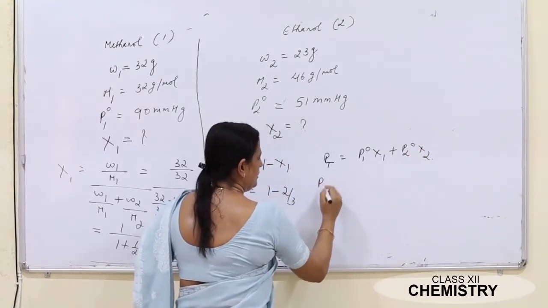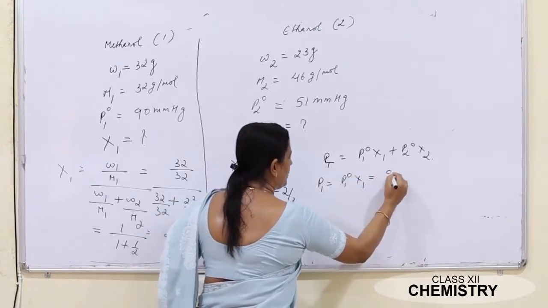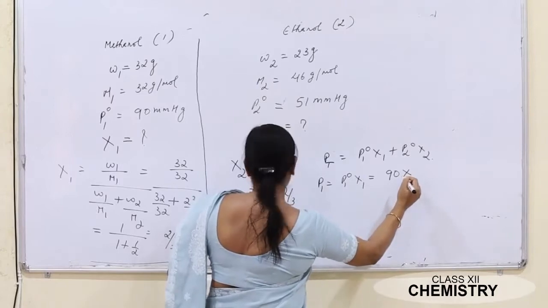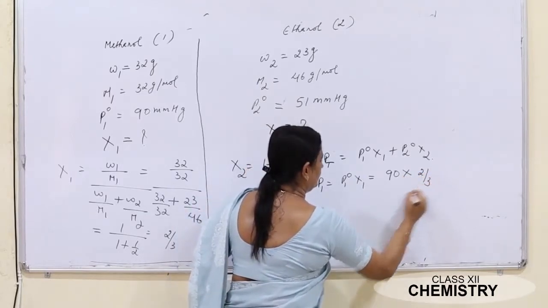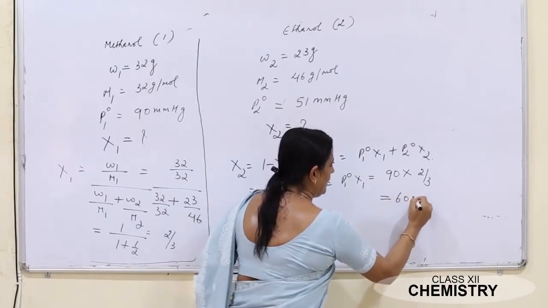So what is P1? P1 is equal to P1 naught x1. So it comes to be 90 into 2 by 3. So how much will it come? 60 mm of mercury.